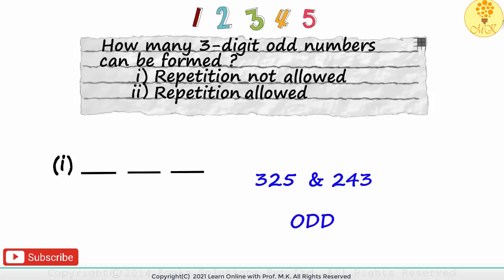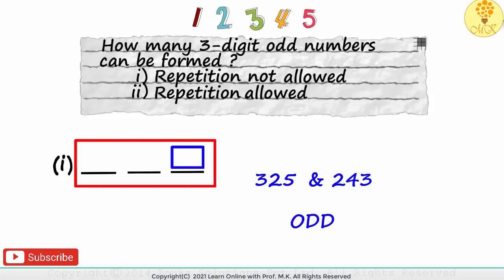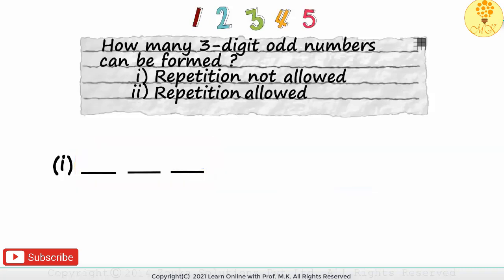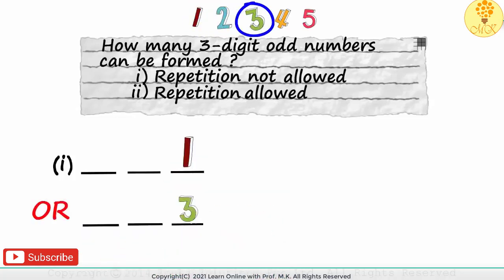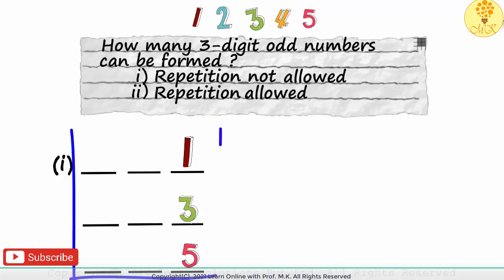In simple words, this 3-digit number will be odd if its unit digit is odd. So based on the condition we have, the 3-digit number can end with a 1, or end with a 3, or end with a 5. Correct? These are the only 3 possibilities here.